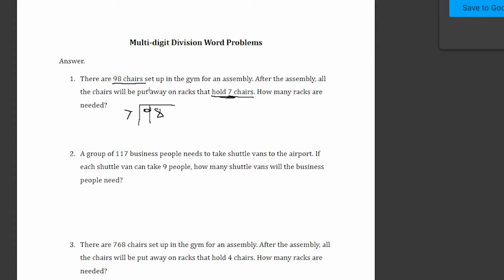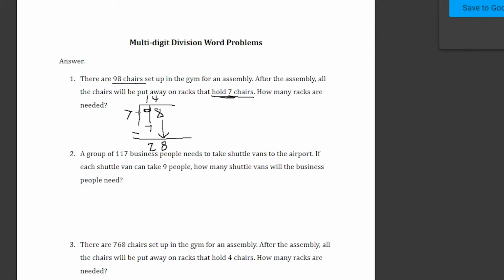7 can go into 9 one time, so we can put a 1 here. And 1 times 7 is 7, so we're going to subtract that, which gives us 2. Now we can't do 2 divided by 7 because 7 is greater than 2, so we're going to bring down this 8. Now we have 28 divided by 7, which gives us 4.